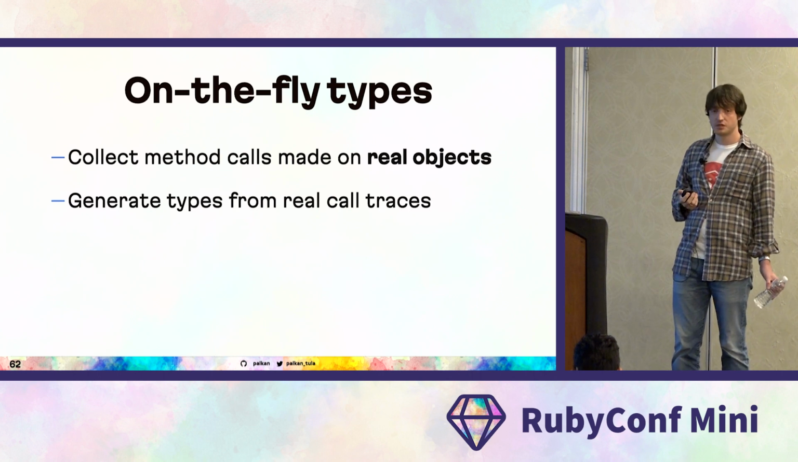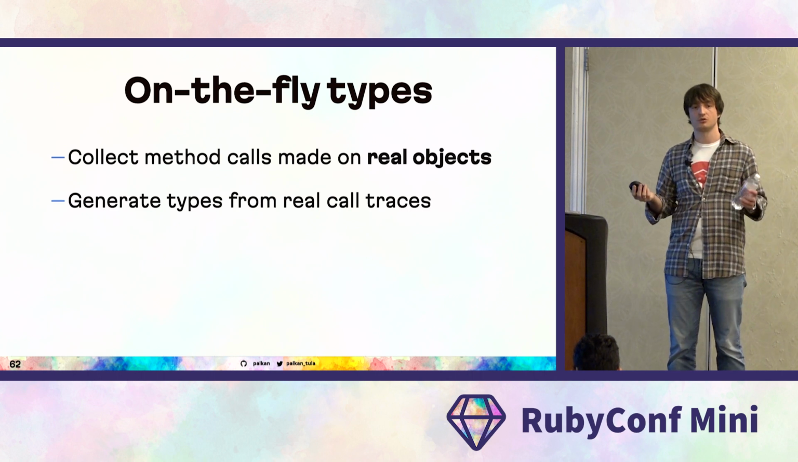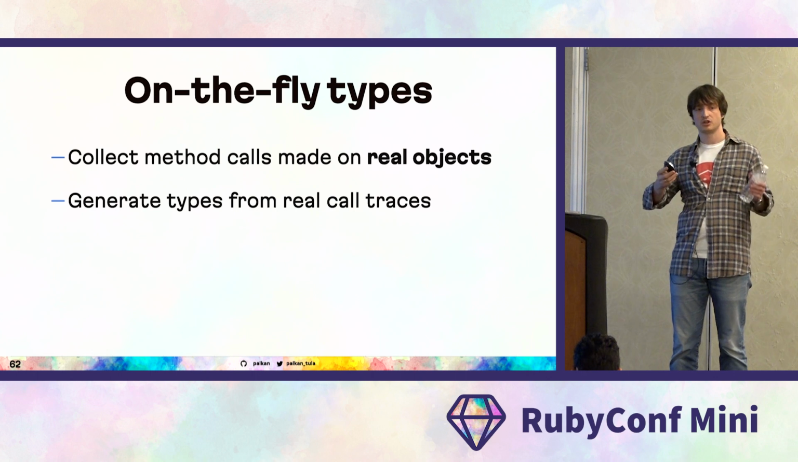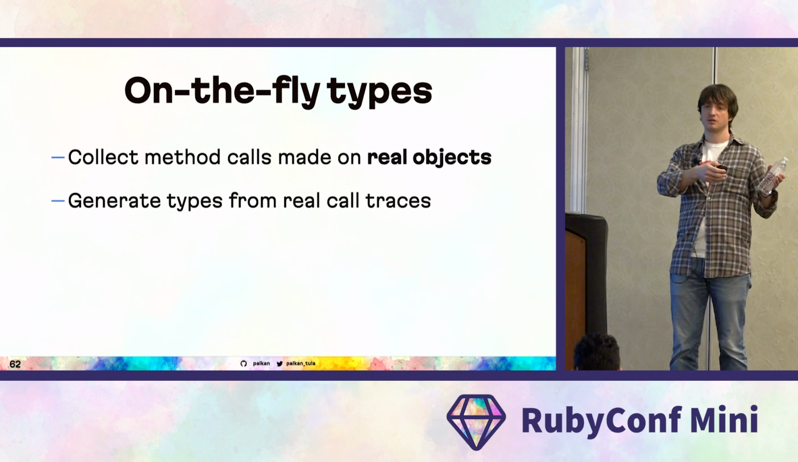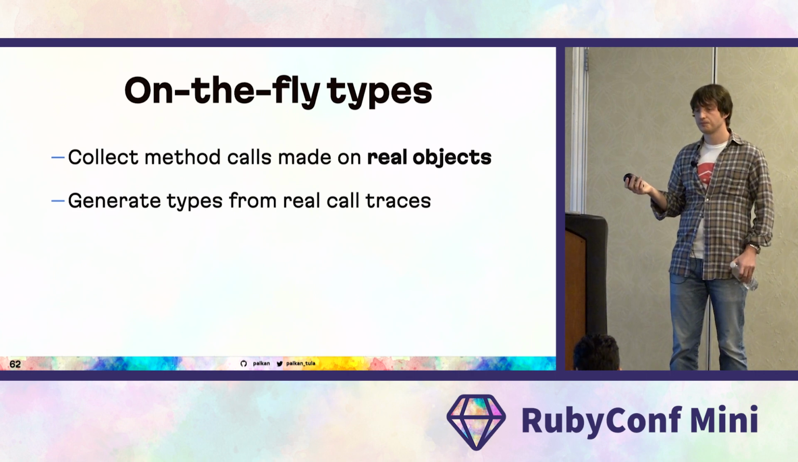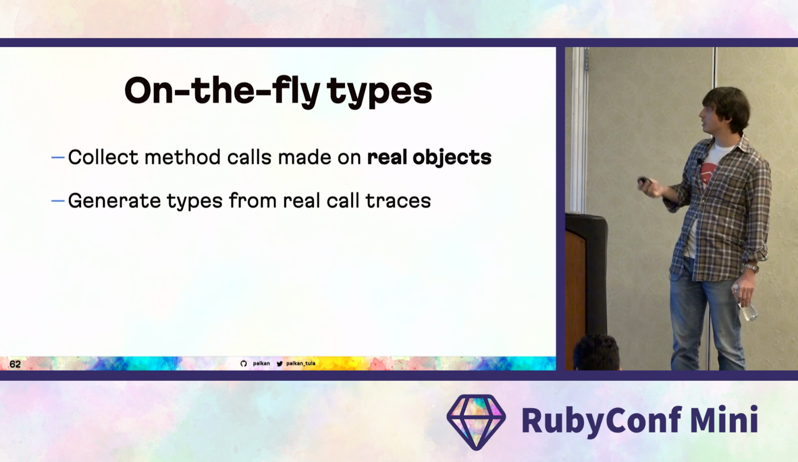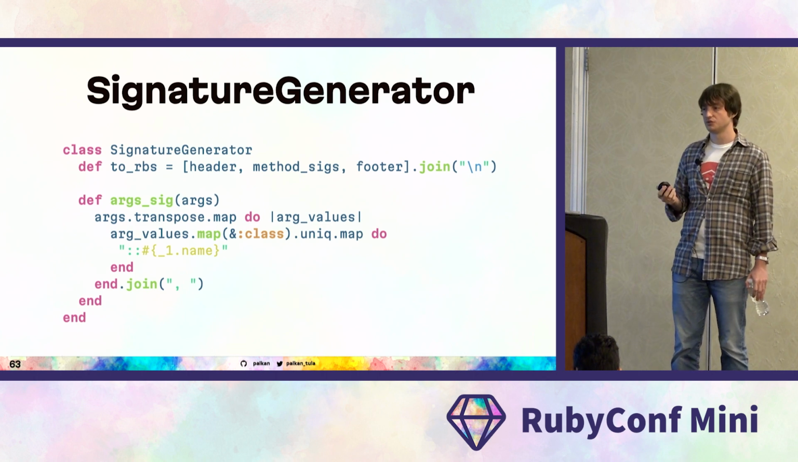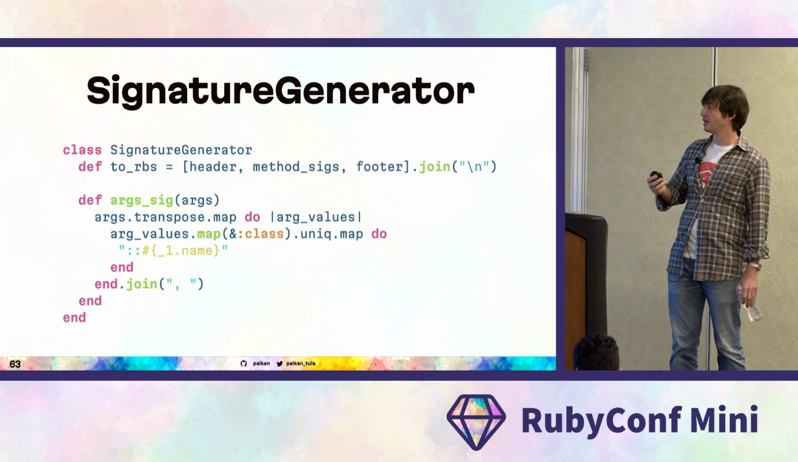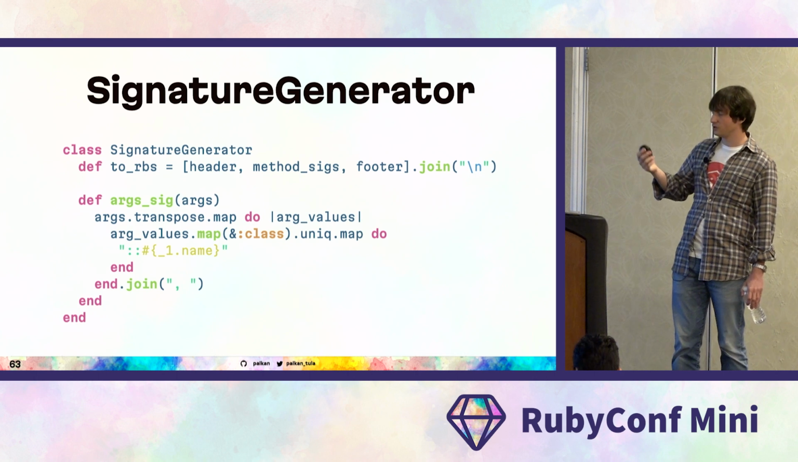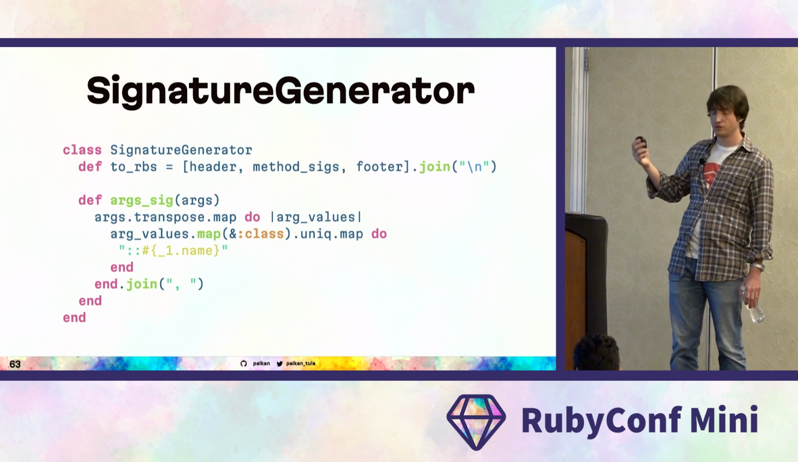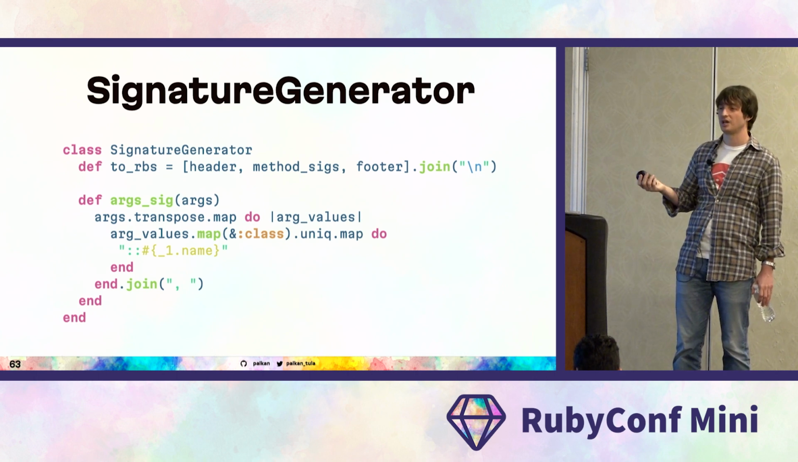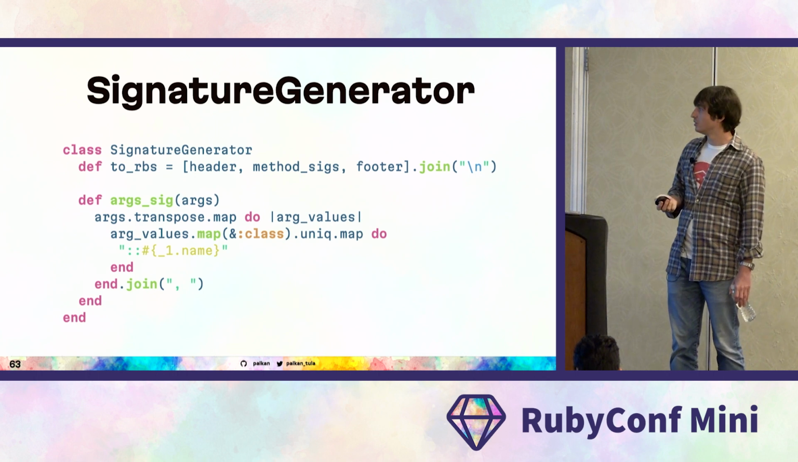Next step is generating types from these call traces. So what is a call trace in this case? It's just a combination of passed arguments, separated by positional and keyword, and return values. So for every tuple, we can generate a mapping of classes used, and for each argument, we collect unique classes and just create a union type in our signature.